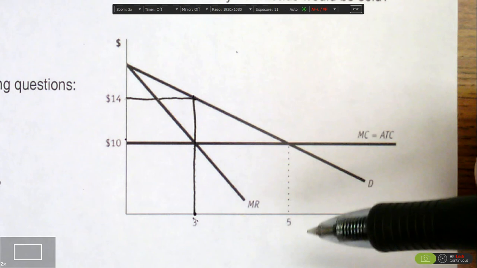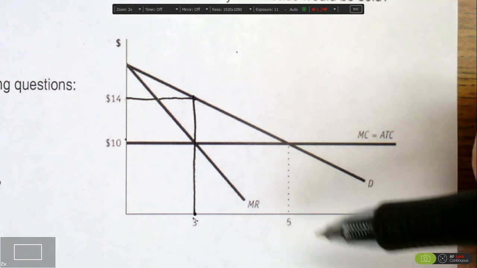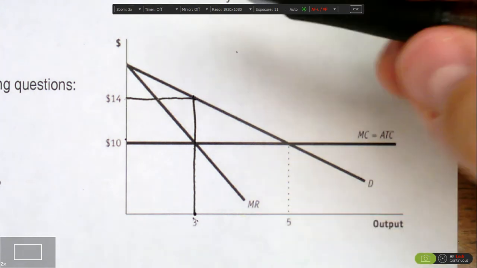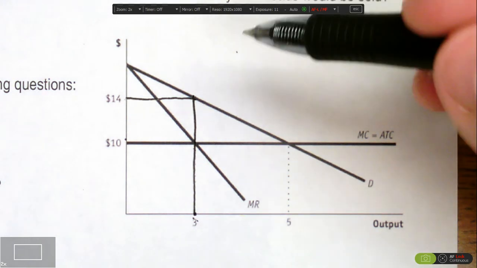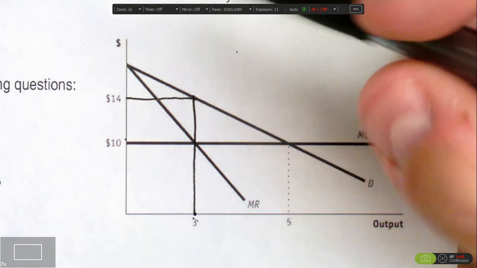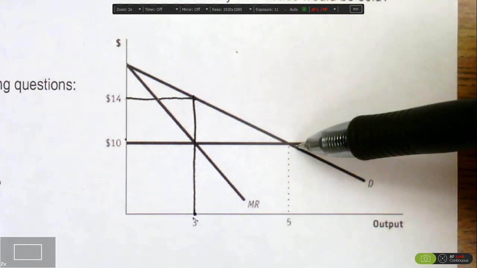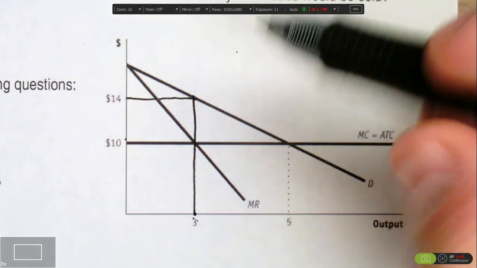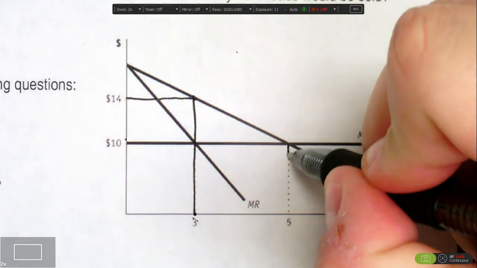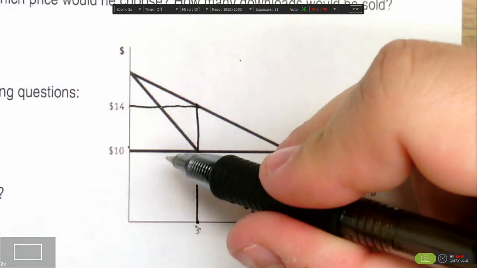For a perfectly competitive firm, what price would we expect them to charge and how much would they produce? Well, we have to keep in mind that a perfectly competitive firm has a demand curve that is equal to its marginal revenue curve. So if we just treat the demand curve as the marginal revenue curve and we look for where the demand curve intersects the marginal cost, we find that it happens at an output of 5 and at a price of $10.